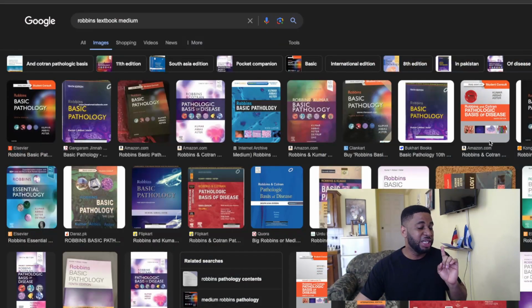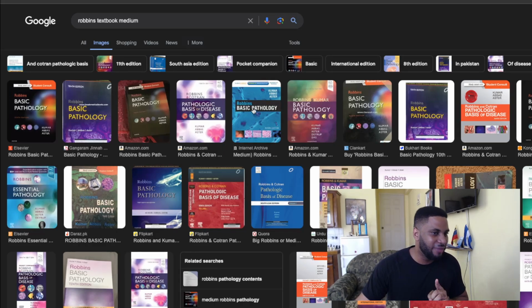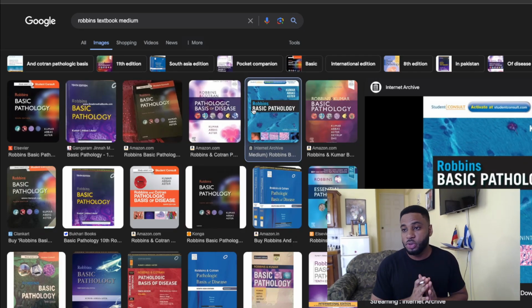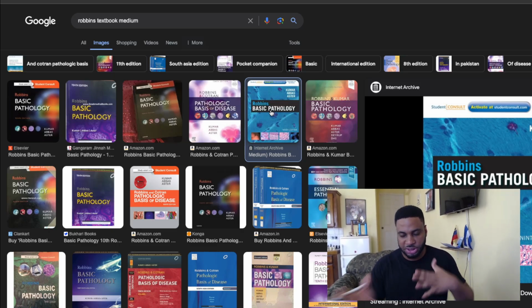Okay, so when I say the Robbins textbook, this is what I'm talking about. This was the specific book I used. This book is not as big. This one right here, right? It's not as big as the biggest Robbins textbook that we all know, but it is also not the smallest Robbins textbook. It's like in between. Robbins basic pathology. That book. Robbins basic pathology.